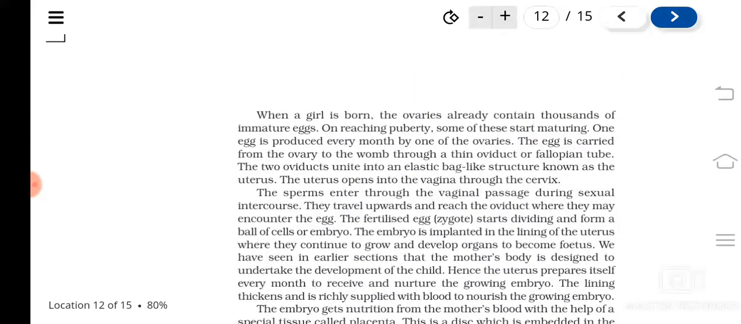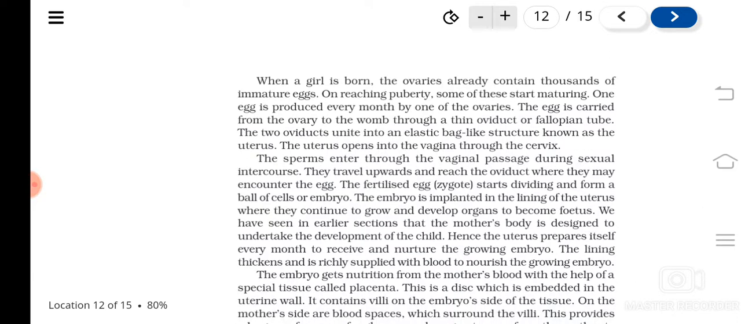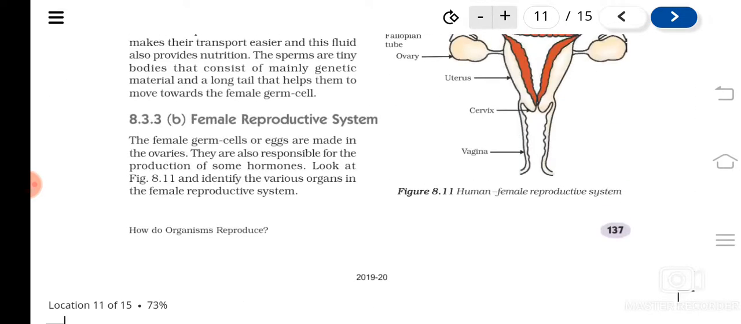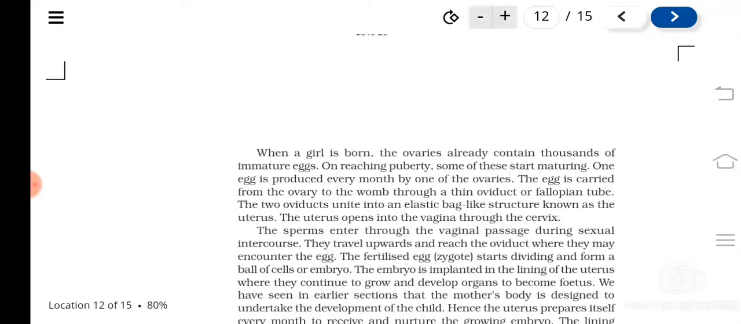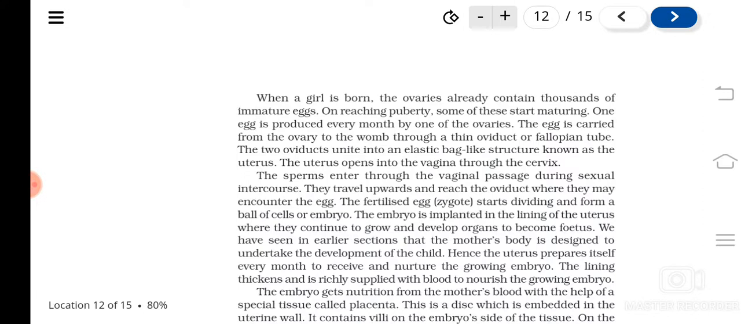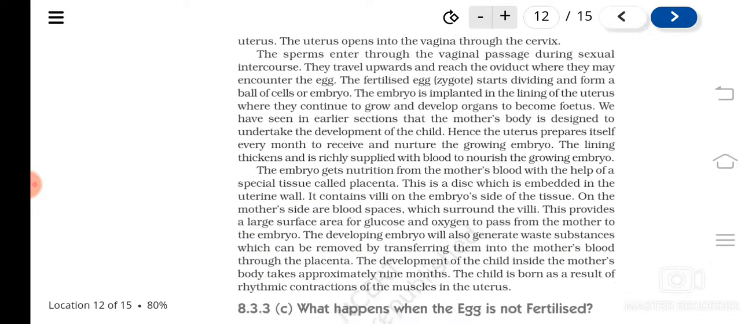Okay, so the ovary is the place where you can see the eggs getting developed. Okay, and then the sperms enter through the vaginal passage, and it travels through the cervix. Through the cervix it will pass through the uterus. Okay, vagina to the cervix, and then uterus to the fallopian tube. And in the fallopian tube only, what happens? The fertilization happens. The fertilization happens in the fallopian tube.